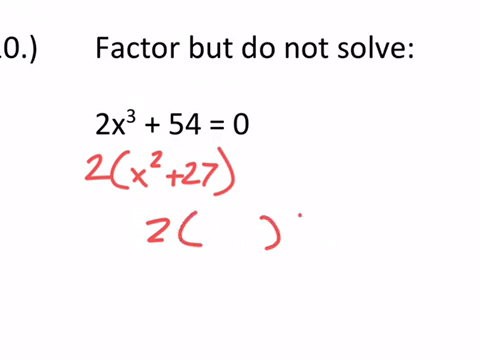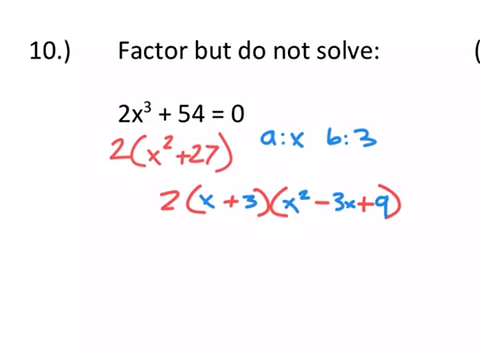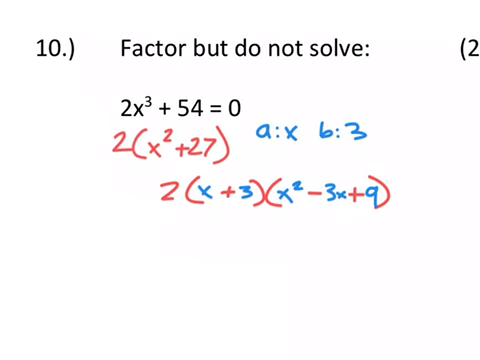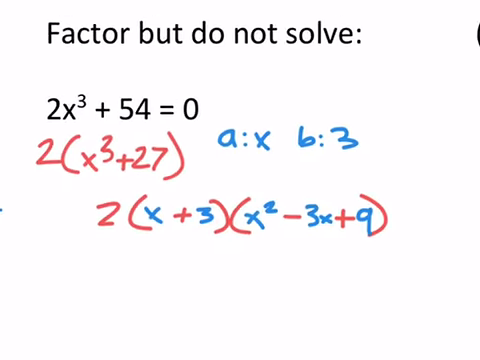So I'm going to set this up using SOAP. So we have same, opposite, always positive. So my A is x, my B is 3. So we have x plus 3. Then x squared minus 3x plus 9. And remember that just came from, sorry, let me change this to an x cubed right here. Just copied it down wrong.